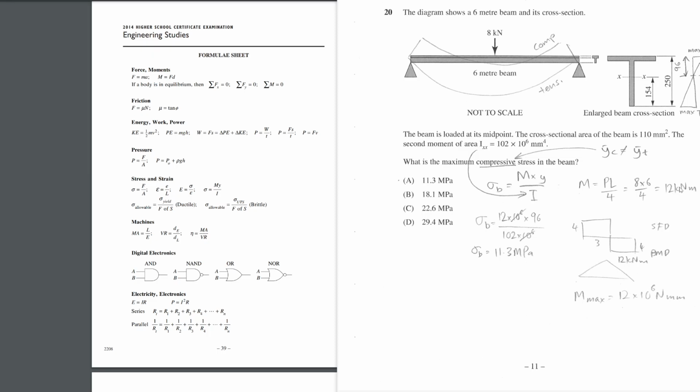Now, we notice we get an answer of 12 kilonewton meters. There are 1,000 newtons to a kilonewton and 1,000 millimeters to a meter. This is where it comes together, right? We have our second moment of area, also known as moment of inertia. That's why it's letter I. The second moment of area about the x axis, don't worry, that won't make sense until you're at uni. The second moment of area, written as I, is 102 times 10 to the 6 millimeters to the power of 4.